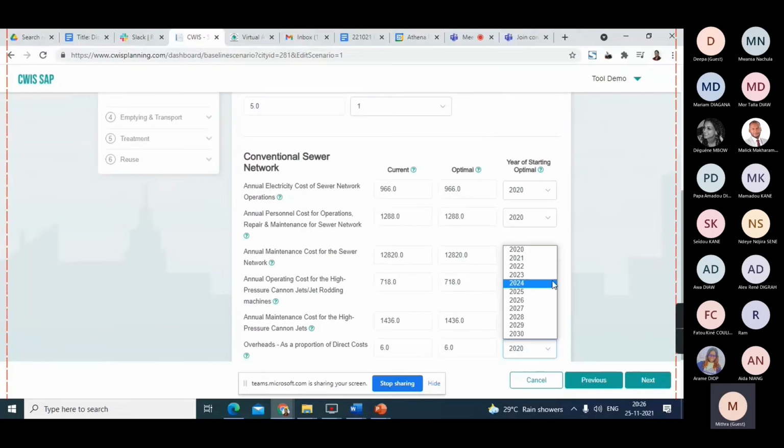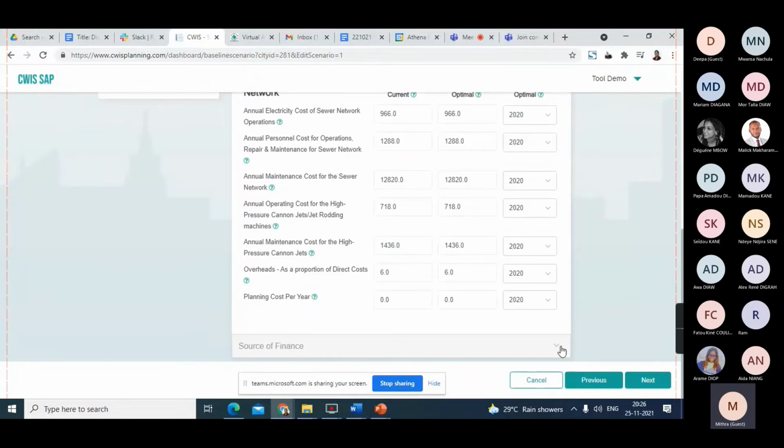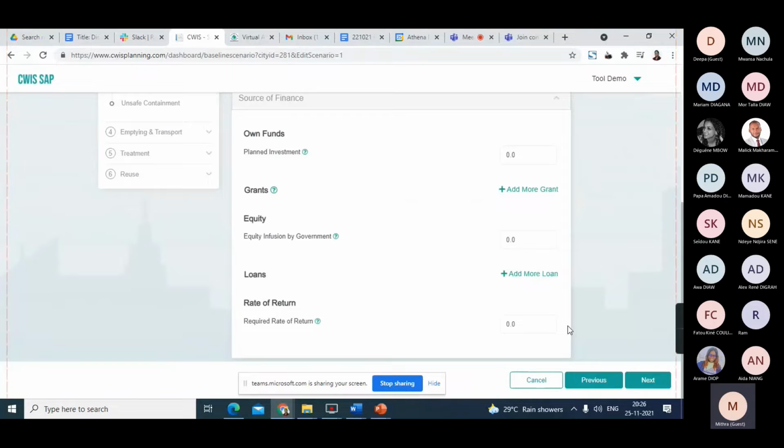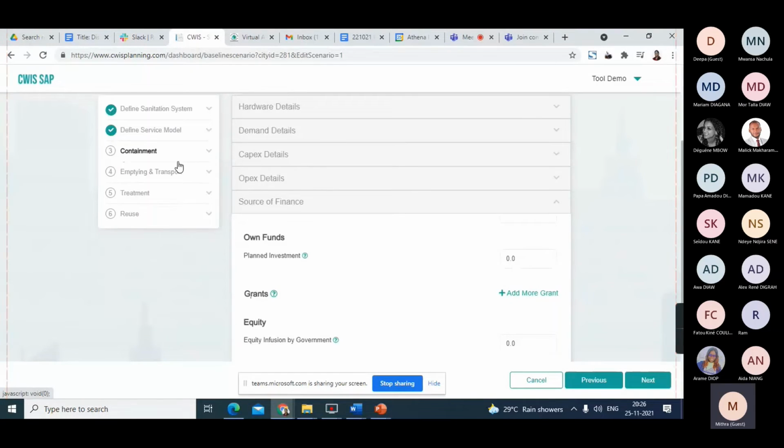The opex, the operating expenditure, has both current and ideal or optimal cost. And the source of finance is bifurcated between own funds, grants, equity, loans, and rate of return. So all along the different sections or the hardware type, you would be seeing a similar input section.